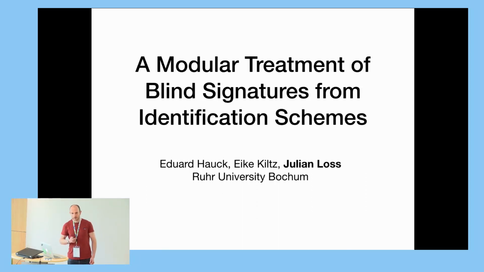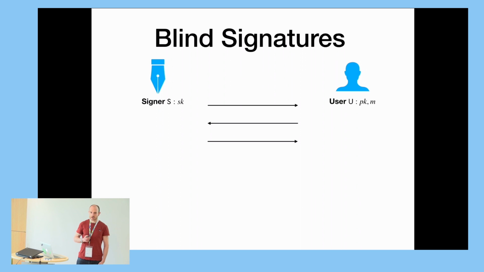Okay, so first off, what is a blind signature scheme? We've seen many different types of signature schemes in this session, and let me explain now what a blind signature scheme is. In the context of blind signing, we have a signer, S, on the left side here, and it holds a secret key, SK. And on the right side, we have a user, U, that holds a public key, and it holds a message.